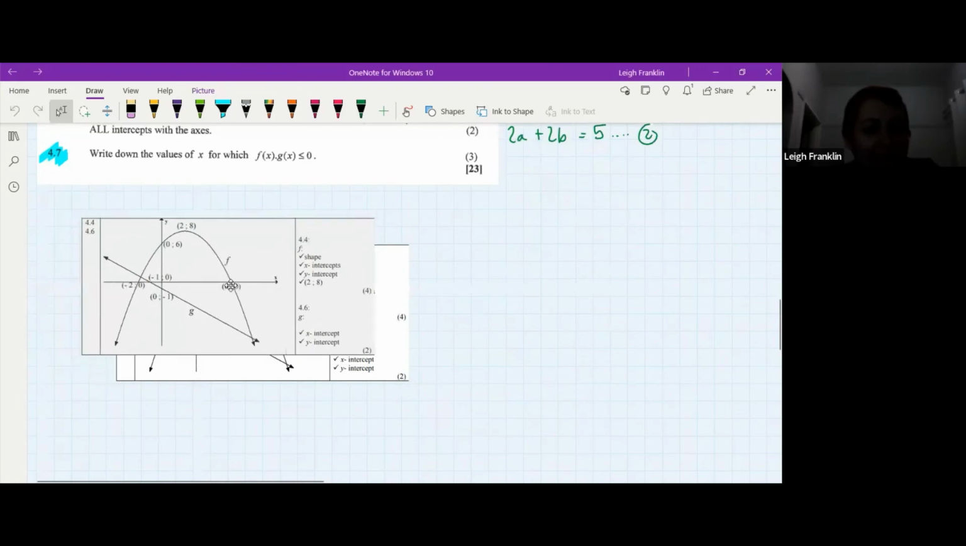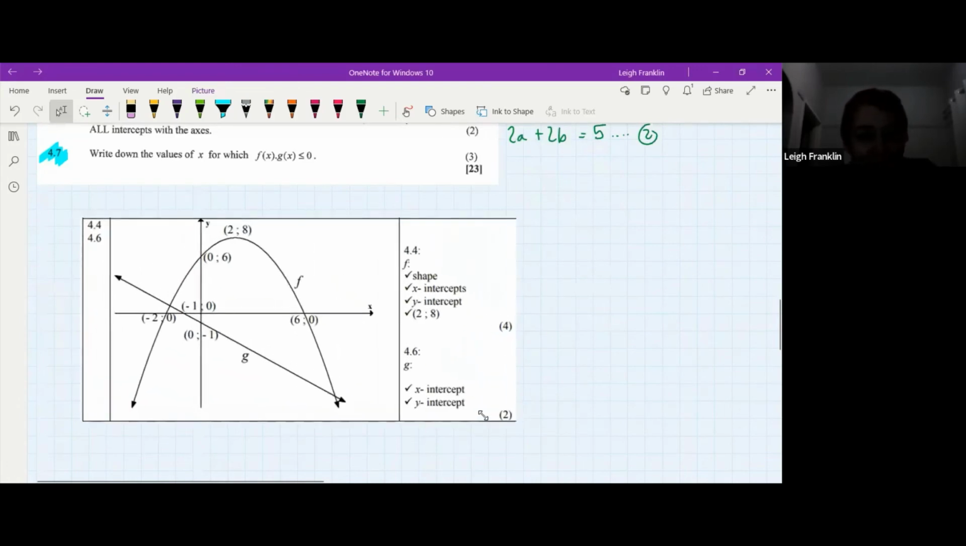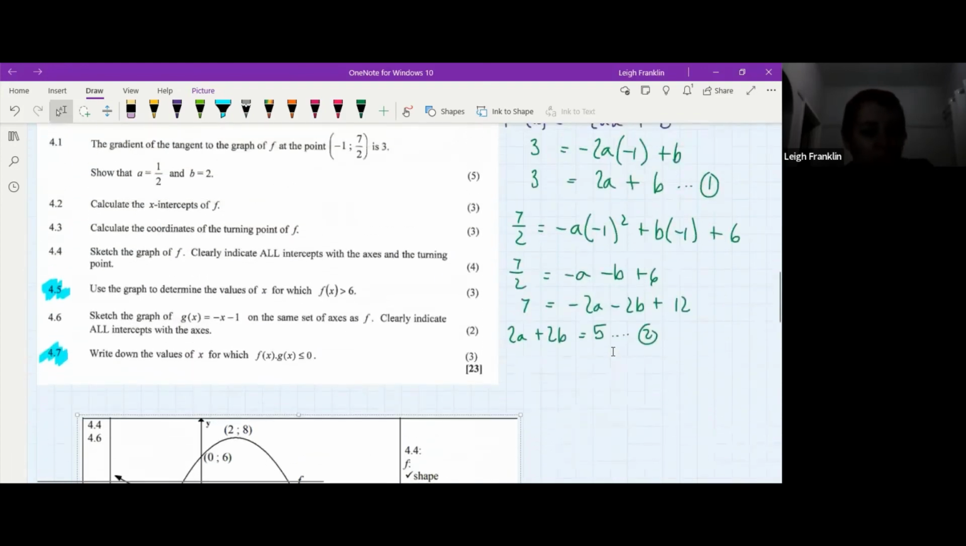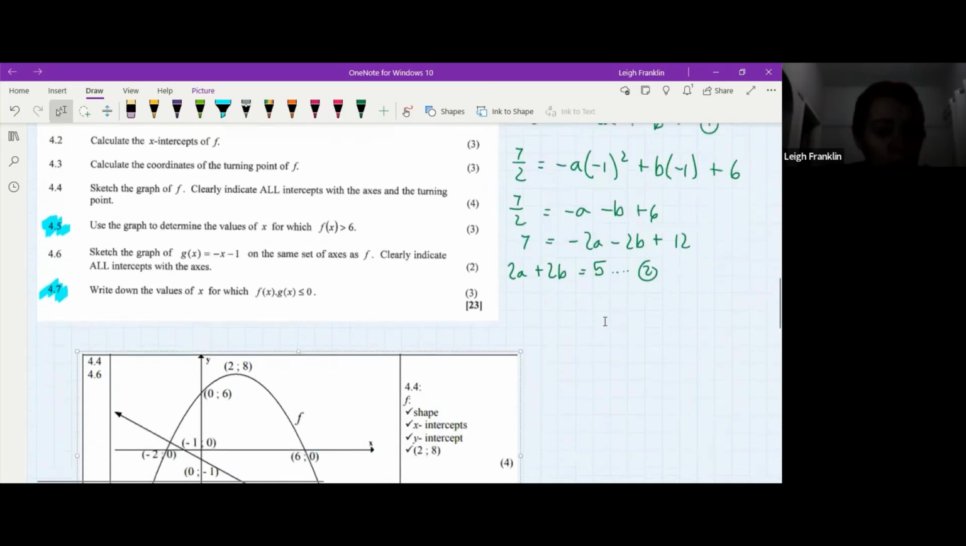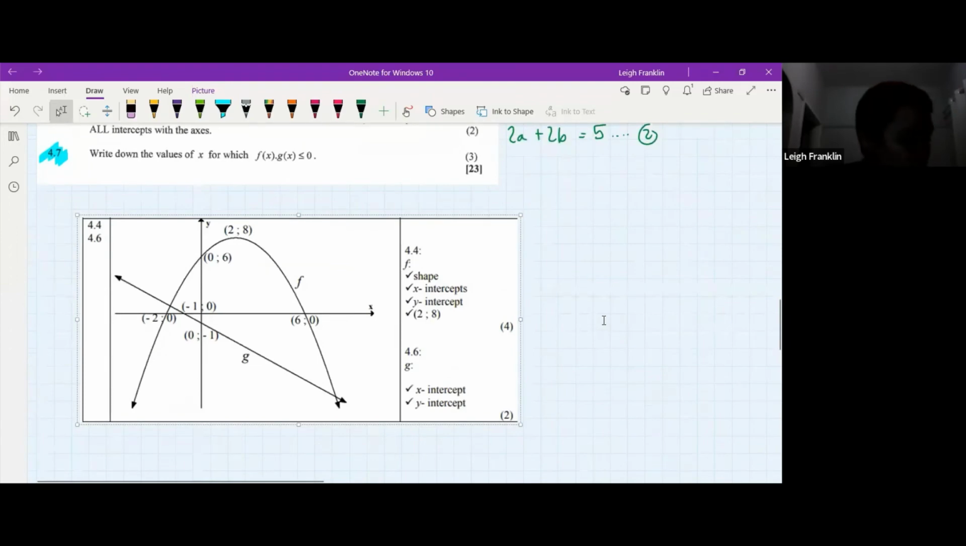I have been naughty and I've taken a shortcut. So there is 4.4 and 4.6 all in one, but it also gives us the other information, which was 4.2 and 4.3. So for 4.2, you should have worked out that your x-intercepts were -2 and 6. Your turning point was (2; 8). And your graph was concave down, or sad face. And it looked like that.